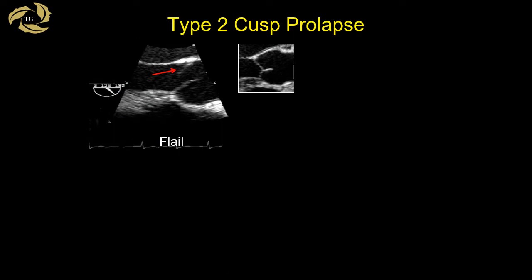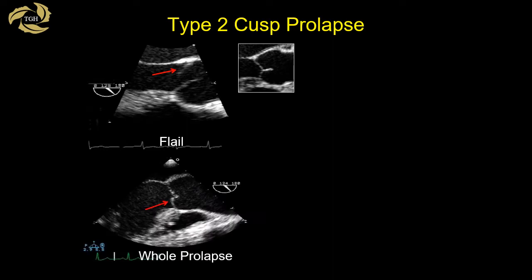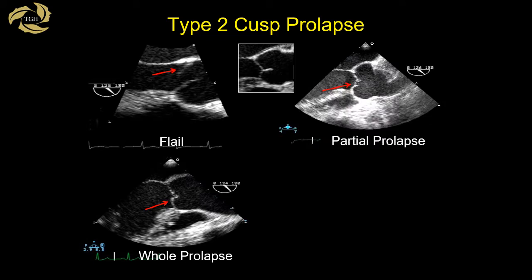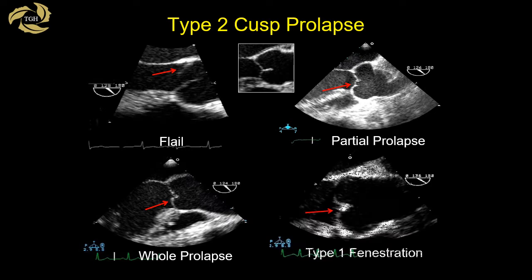Examples of type 2 cusp prolapse can be further subdivided into flail cusp with eversion of the cusp tip towards the left ventricular outflow tract. Whole prolapse includes the entire cusp below the annular plane with the tip pointing towards the aorta. Partial prolapse includes only part of the aortic cusp below the annular plane. Fenestration includes degeneration of the cusp edges.